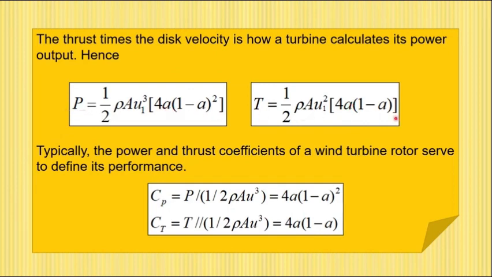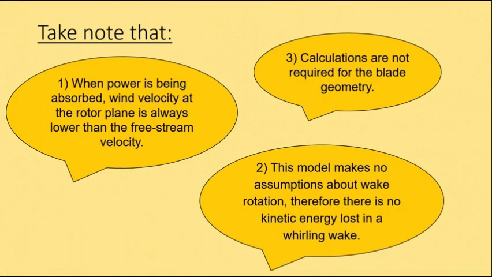Typically, the power and thrust coefficients of a wind turbine rotor serve to define its performance. Cp equals this and Ct equals this. Take note that first, when power is being absorbed, the mean velocity at the rotor plane is always lower than the free stream velocity. Second, this model makes no assumption about wake rotation. Therefore, there is no kinetic energy lost in a rotating wake. Third, calculations are not required for the blade geometry.